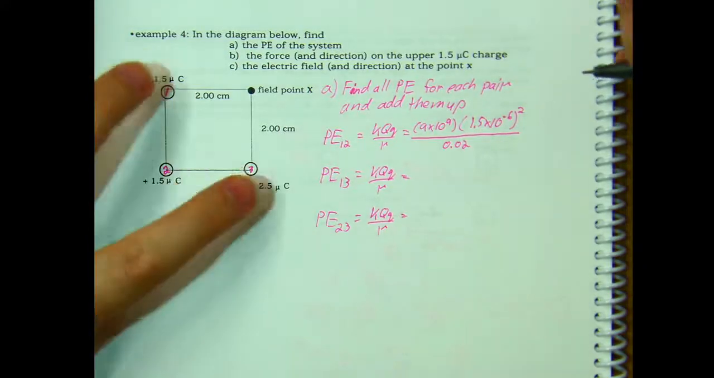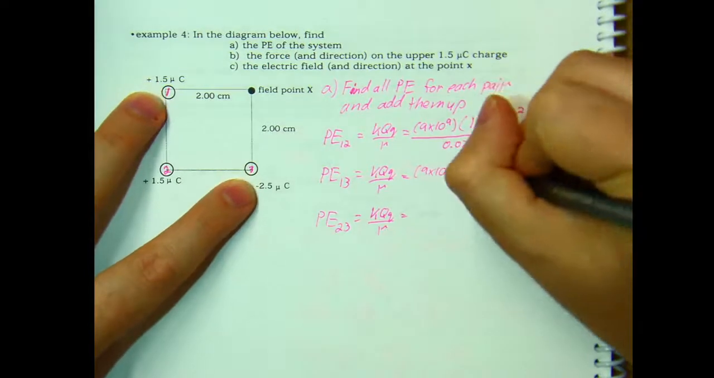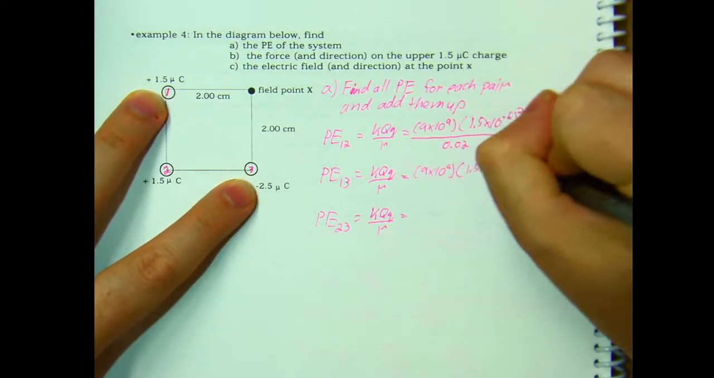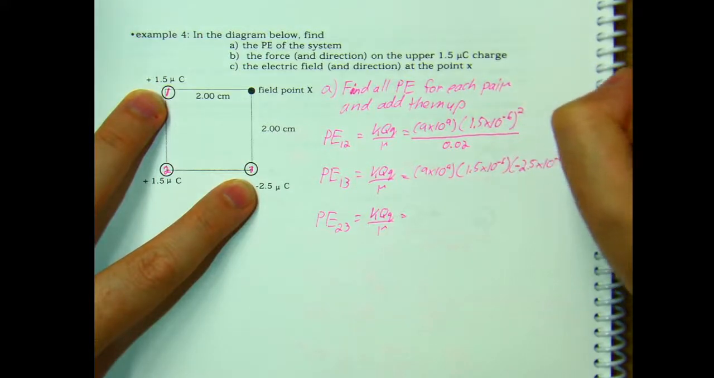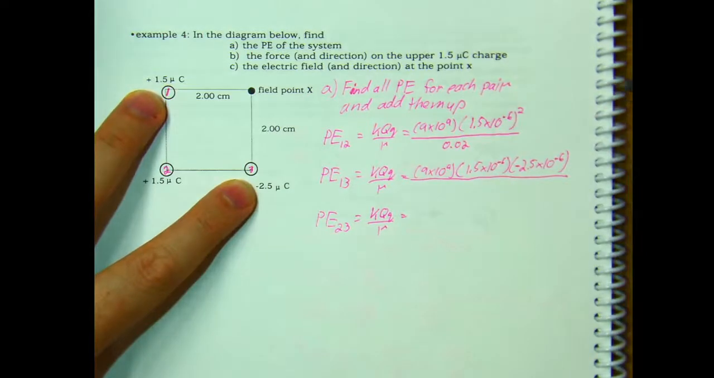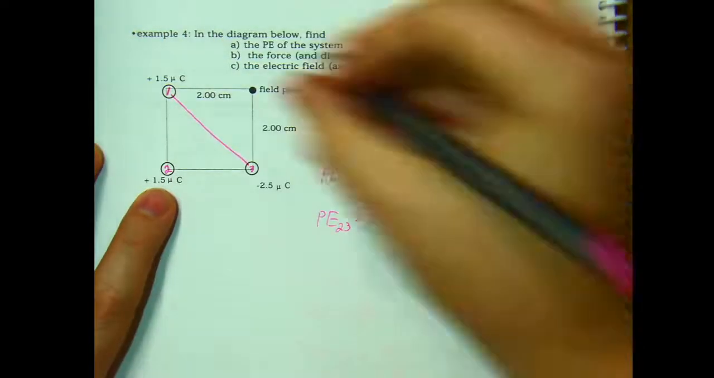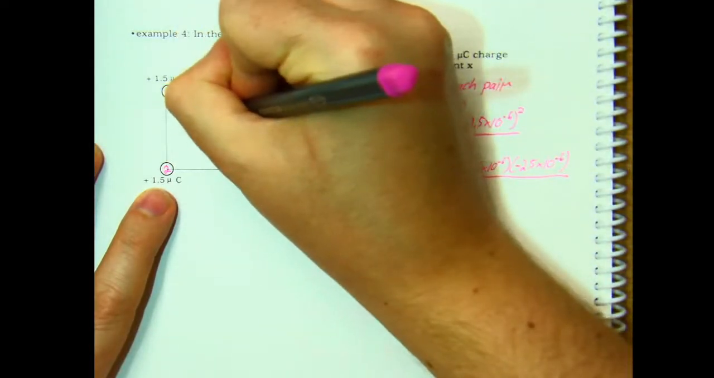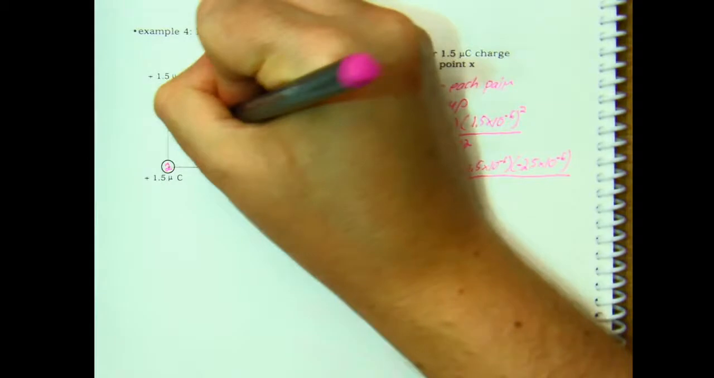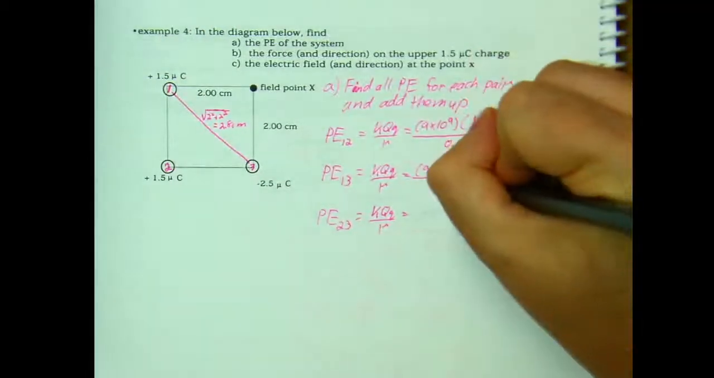For 1 and 3, we have 9 times 10 to the 9, which is 1.5 times 10 to the negative 6, and negative 2.5 times 10 to the negative 6. And the distance from here to here, this is 2, this is 2. You have to find this distance. This is just going to be the square root of 2 squared plus 2 squared. So this distance here is actually 2.8 centimeters. It's going to be 0.028.